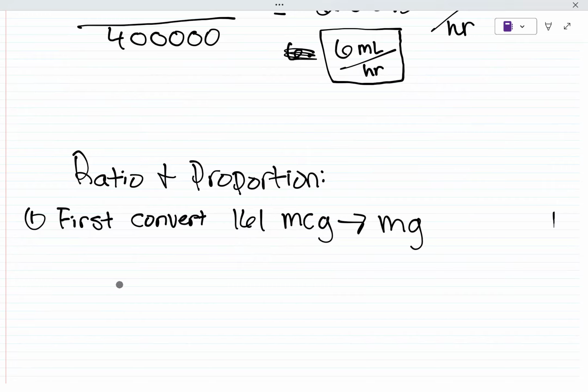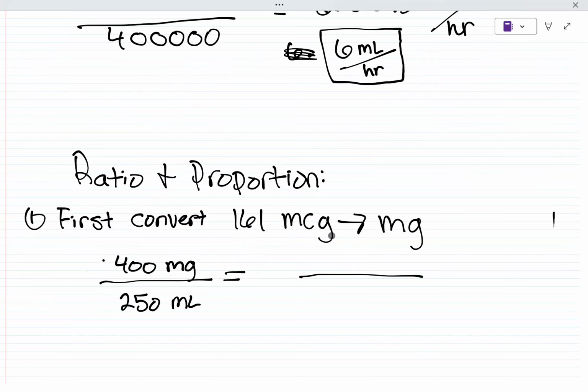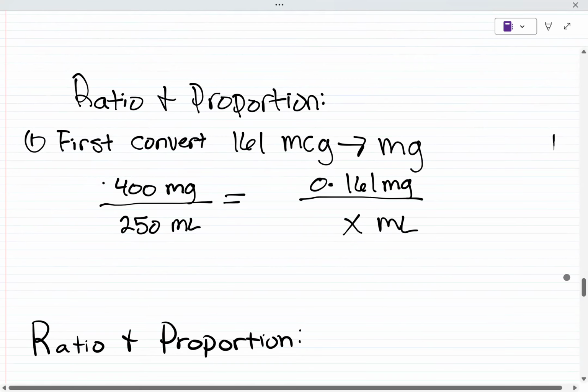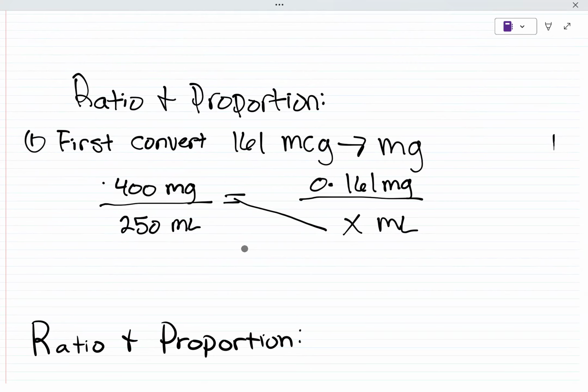So you would set it up as a fraction like this. That's 400 mg per 250 milliliters. And then this is going to be 0.161 mg, and then our unknown would be milliliters. As you can see, if you cross multiply, this is going to be 400x, and then this is going to be 250 times 0.161.